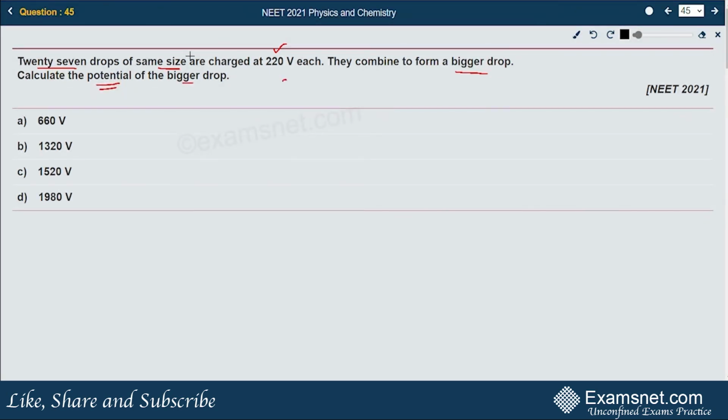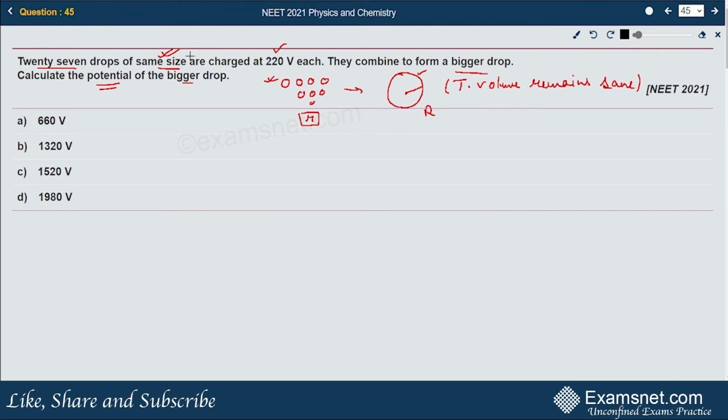So first of all, if several small drops combine to form a bigger drop, then which quantity will remain unchanged? The total volume, right? So the total volume remains the same, but the radius will vary. Suppose the radius of each small drop is small r, and the radius will be the same for all the small drops because they are of the same size, right? And suppose the radius of the bigger drop is capital R. It will be bigger, so the radius will be more.